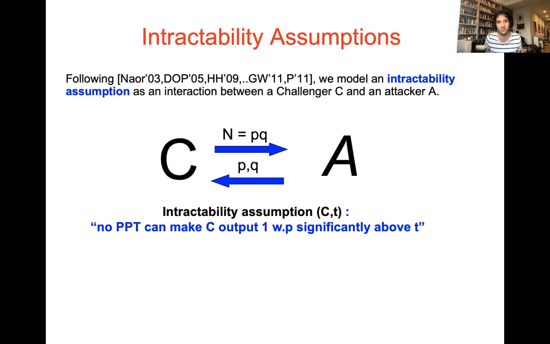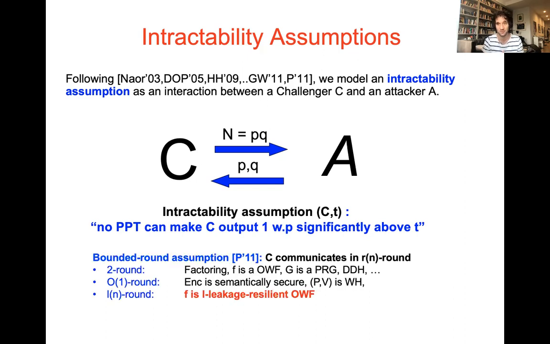A little bit more formally, an intractability assumption consists of a pair, (C, t), and intuitively corresponds to the assumption that no PPT attacker can make C output 1 with probability significantly higher than t. Now, the above type of factoring assumption is what we refer to as a 2-round assumption, but we can consider interaction between C and A that proceeds in more rounds, and we refer to those as r-round assumptions.